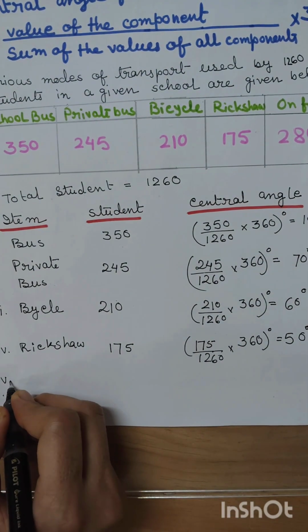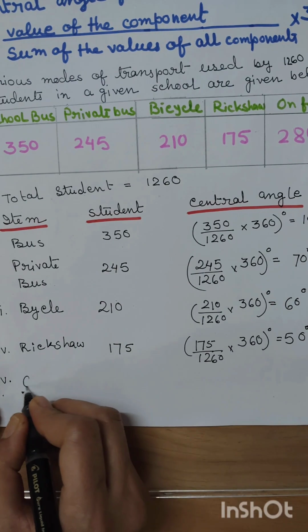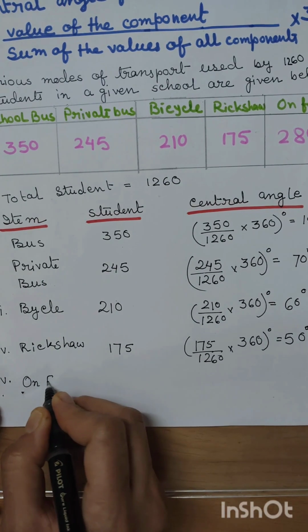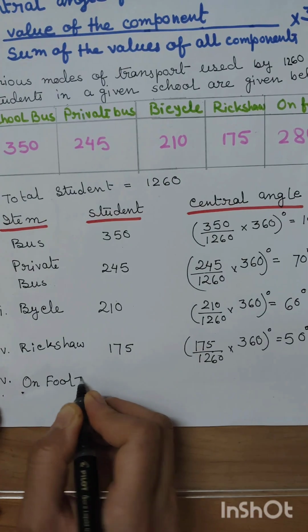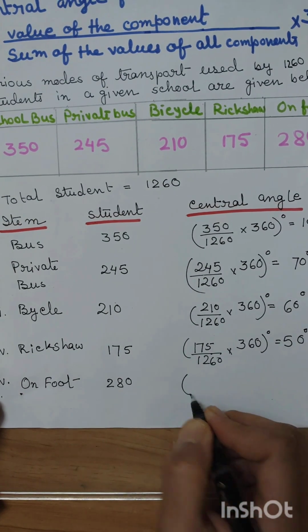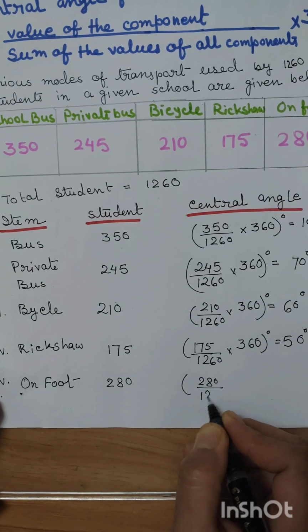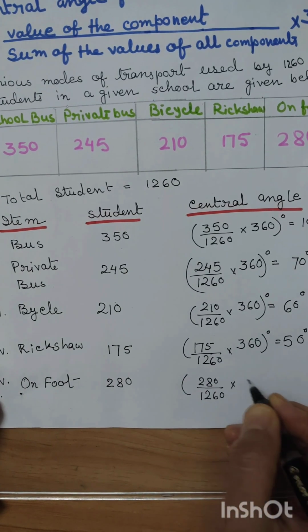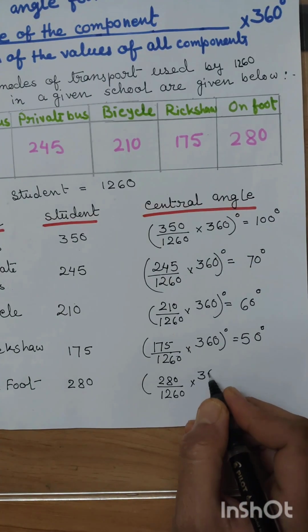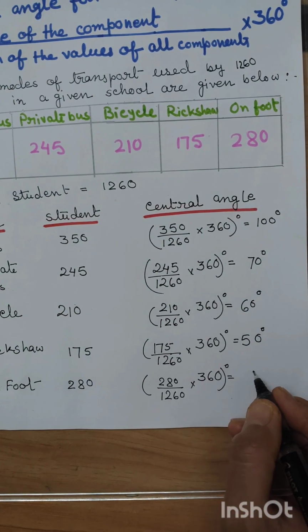Number 5. On foot. 280 by 1260 into 360. Convert into angle. Equal to 80 degrees.